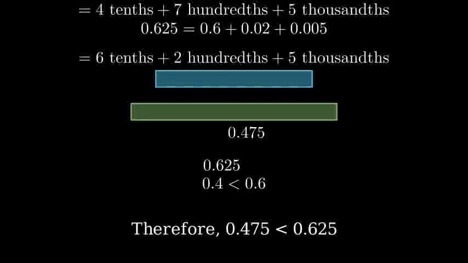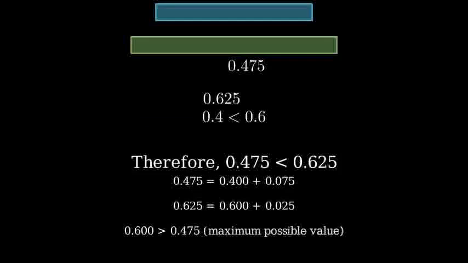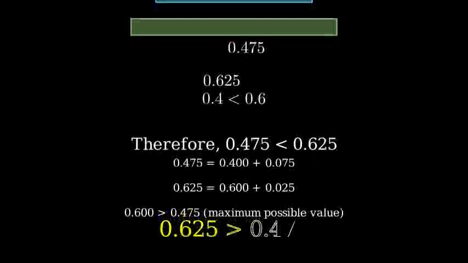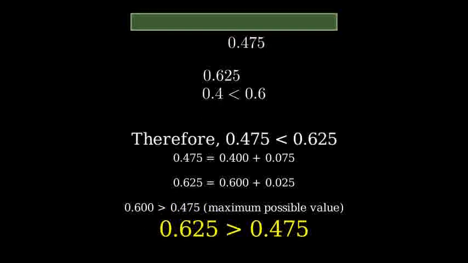We don't need to compare the hundredths or thousandths places because the difference in the tenths place is enough to determine which number is larger. Even if we had the maximum possible value in the remaining decimal places of the smaller number, it still wouldn't be enough to exceed the larger number. Therefore, we can conclude that 0.625 is larger than 0.475.